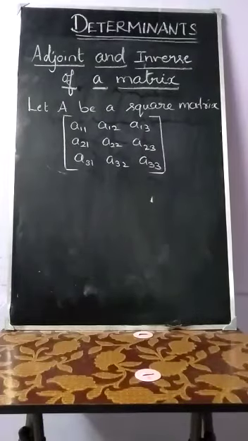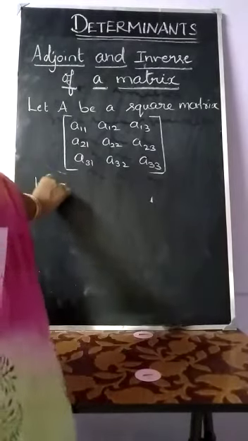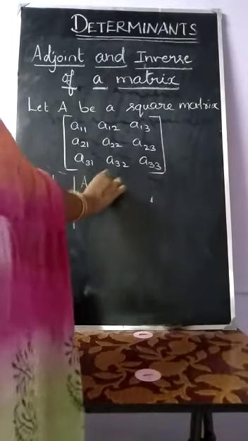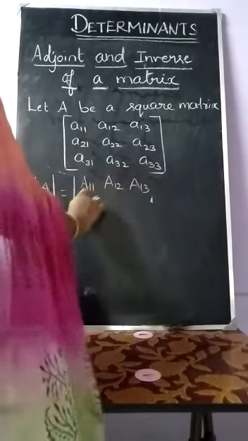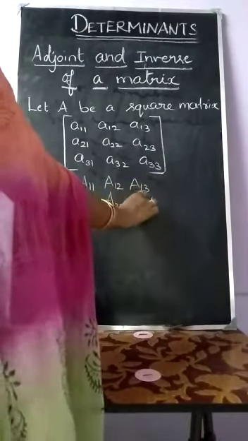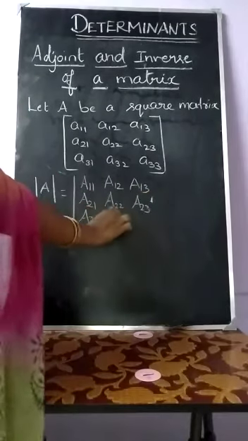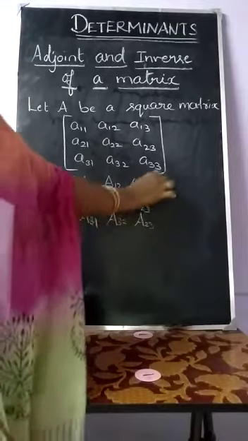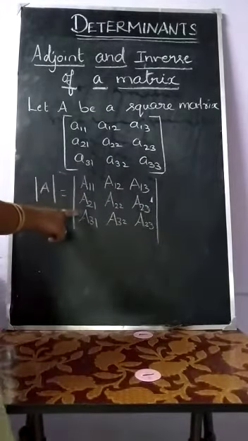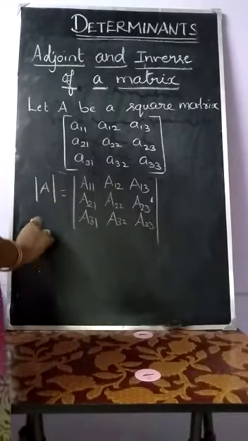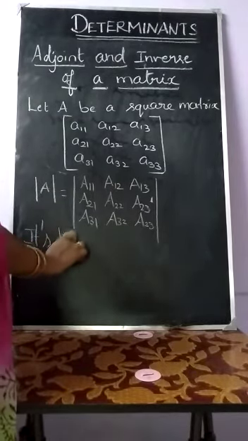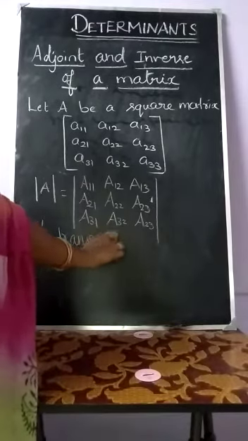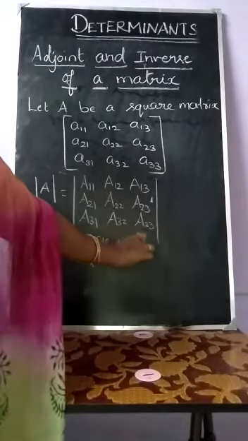Next one, adjoint and inverse of a matrix. Let A be a square matrix, that is a 3 cross 3 matrix. Then the matrix formed by the cofactors of modulus A is actually, how can we write? A11, A12, A13, A21, A22, A23, A31, A32, A33. This is actually the cofactor matrix of A. Its transpose is called the adjoint of A.